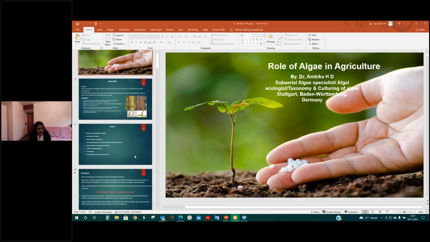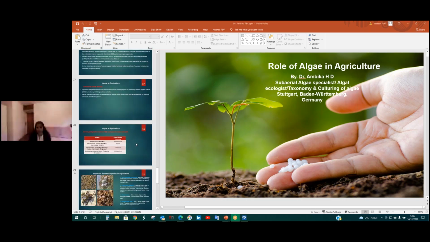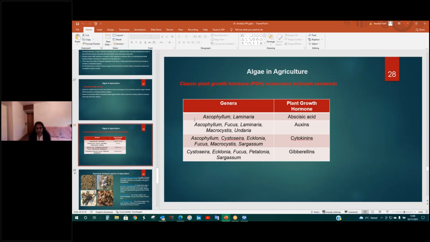In this, I have told, for example, if you want both cytokinins and auxins to perform as the plant growth hormones you're expecting, then you have to go for ascophyllum. If you are not taking ascophyllum and using some other species, then definitely you need to add some cytokinins and auxins which are not present in that particular species.